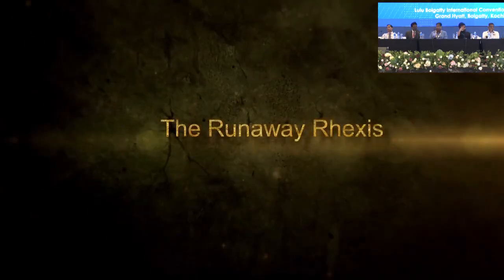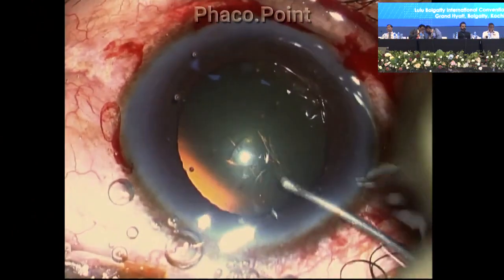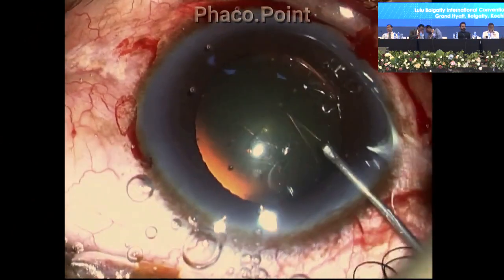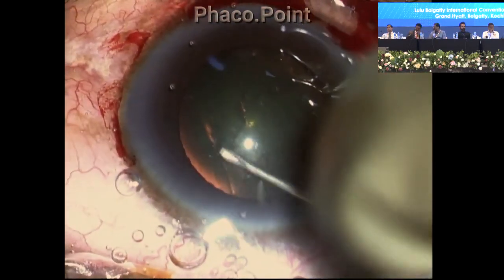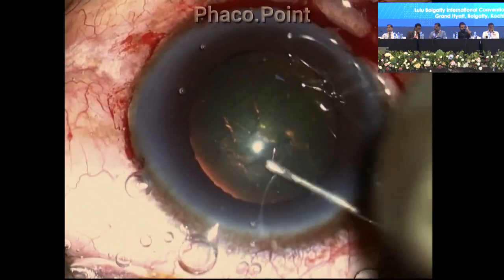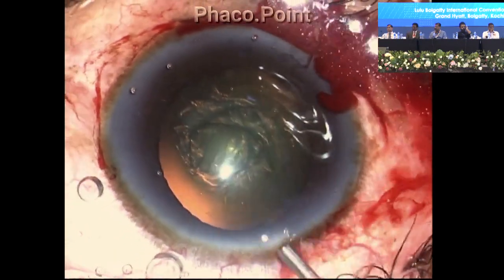Let's now move to the next case where we have a rhexis tending to extend again to the periphery. In this case, you'll see that the initial part of the rhexis seems to be going fine. So also halfway down the rhexis, everything seems okay. However, when the surgeon then propagates the tear proximally and gets to the subincisional part, see what happens.